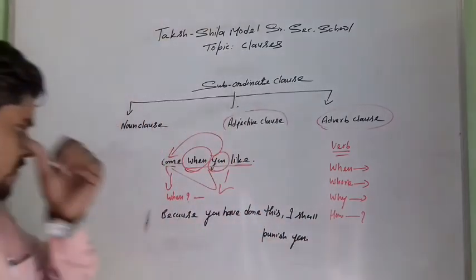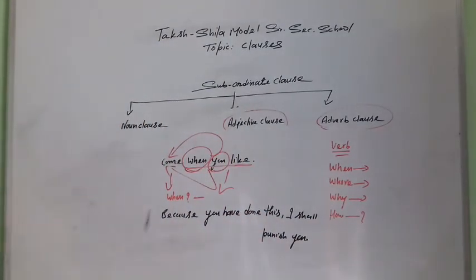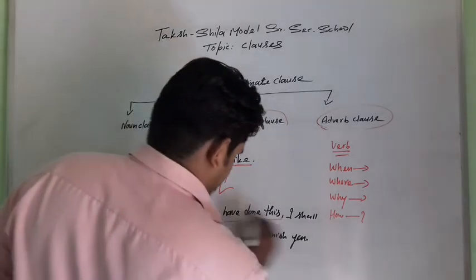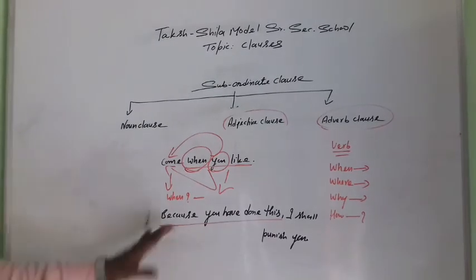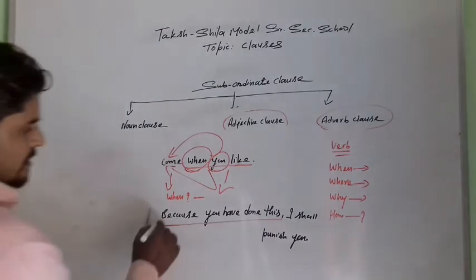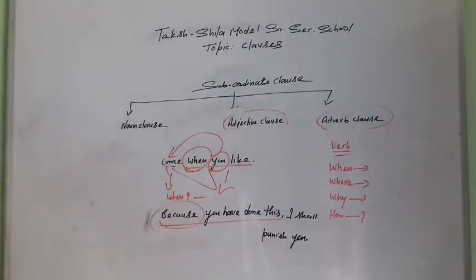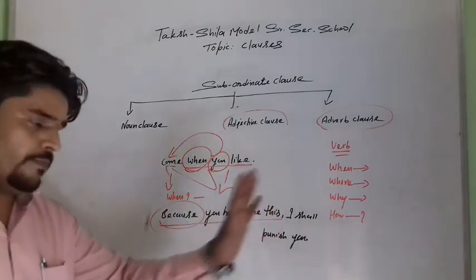So this is example number two. Because you have done this, I shall punish you. So let us now underline the clause in this sentence. Because you have done this is the clause. Why? Because it begins with the conjunction because. So, because you have done this, I shall punish you.